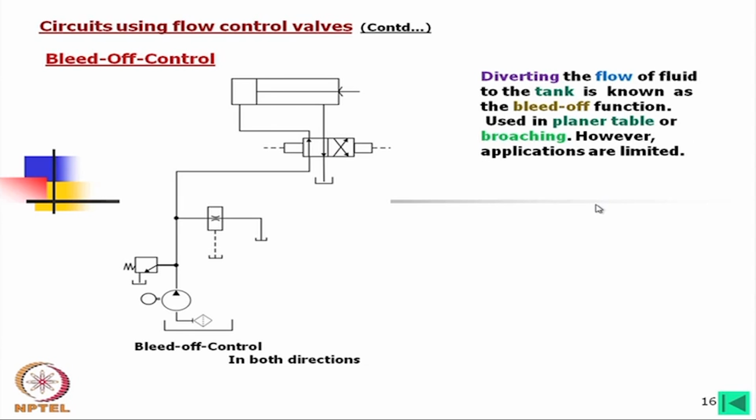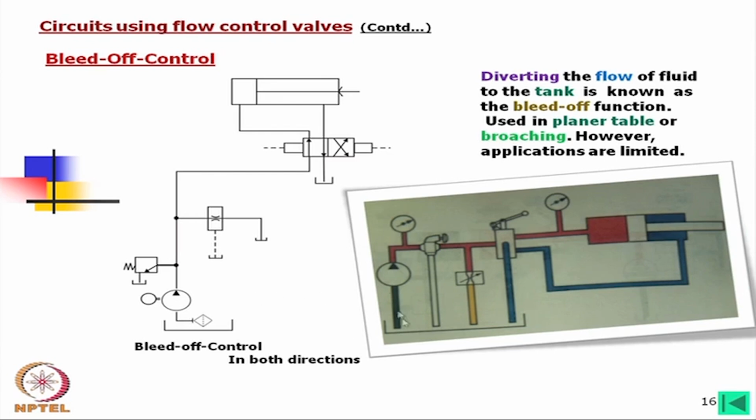You would have seen in the case of planing machines or broaching machines, what moves? In the case of a broaching machine, of course, the broach moves. In the case of a planer table, the table moves, not the job. And if we study it in brief, this is a bleed off circuit shown here.